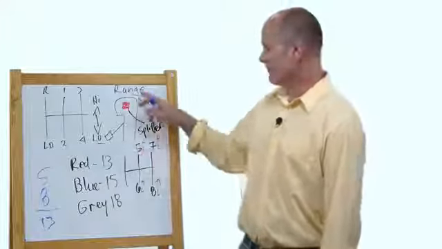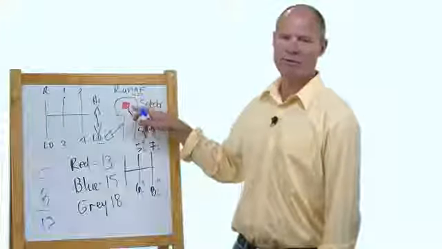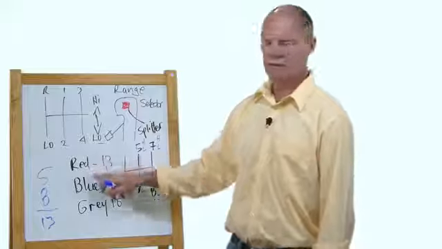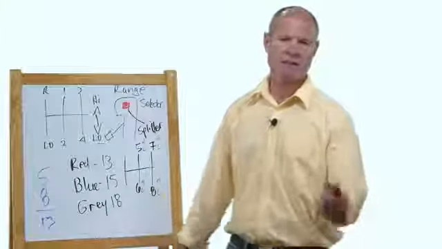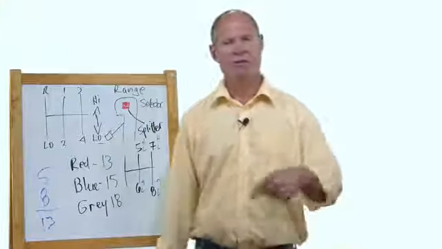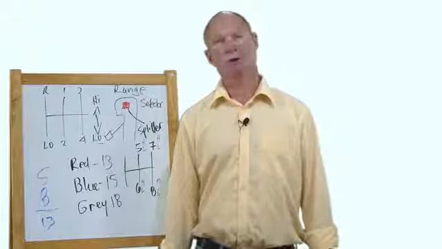But know that if the splitter is blue, it's a 15 speed. If it's red, it's 13, and if it's gray, it's 18, and in this day and age of non-synchromesh transmissions, most of them are going to be 18 speeds.